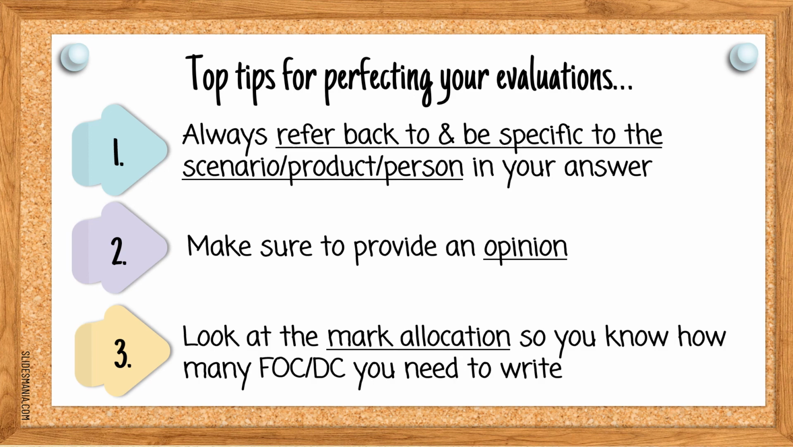And lastly, you always want to make sure that you're looking at the mark allocation so you know how many fact, opinion, consequences and or developed consequences that you need to write. Remember, you'll get 1 mark for each fact, opinion, consequence that you get, and then a second mark you can get from any developed consequences.